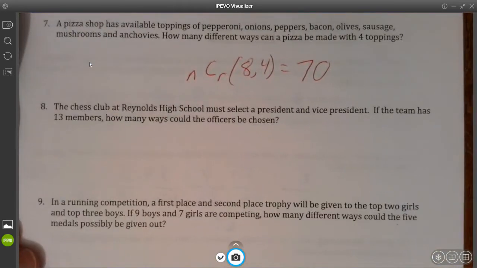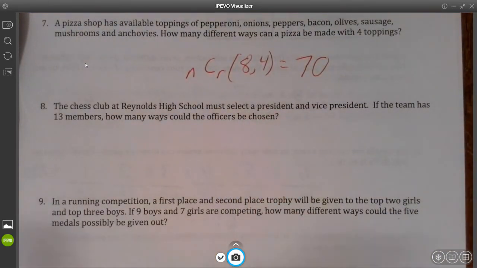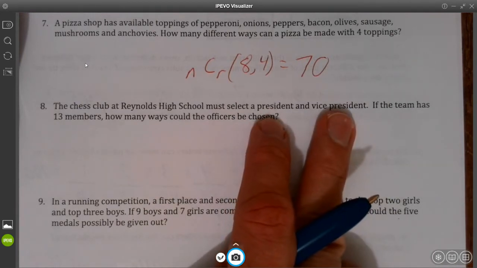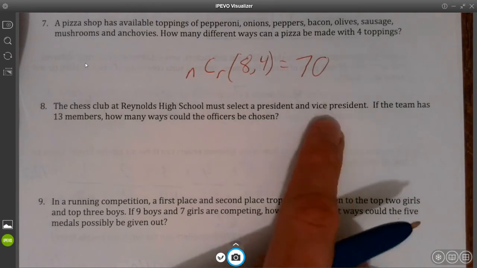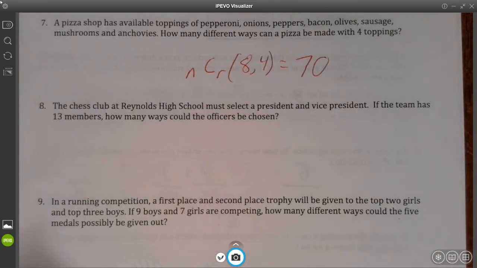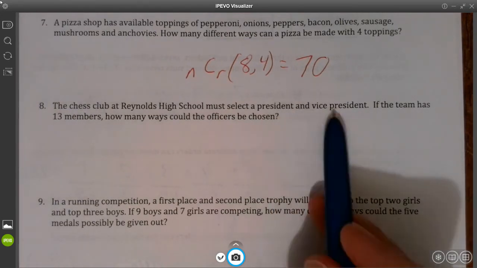Chess club at Reynolds High School must select a president and vice president. Okay, let's pause right there. That's 2 people, and they are ranked. One person is over the other one, right? There is the leader, and there's the assistant leader. If the team has 13 members, how many ways could the officers be chosen? Okay. We have 2 people being chosen out of 13.